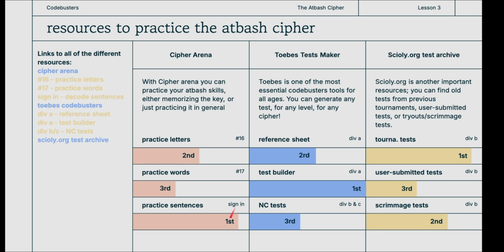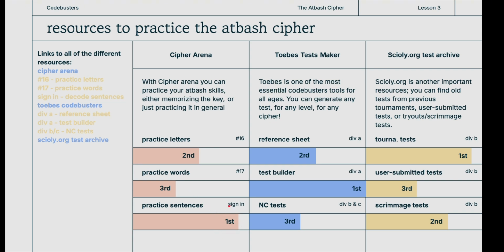So I ranked them on how useful they are. So first place is practicing sentences, which is most useful because you want to practice the whole thing. Then is practicing letters, also pretty useful. And then practicing words is third place. So if I were to spend my time, I would mostly spend my time practicing sentences.